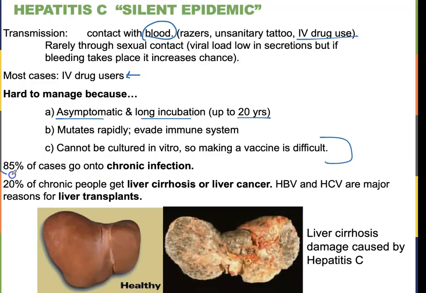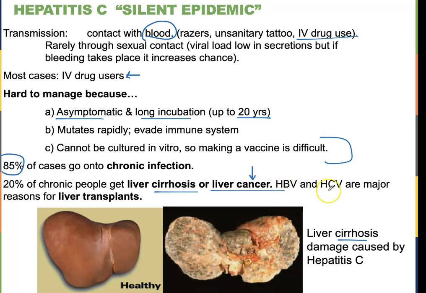So look at this, right? 85% go on to chronic infections of the liver. And then of those chronic infections, 20% will get liver cirrhosis or liver cancer. So cancer, we are familiar with the overgrowth of cells, right? Making tumors. But cirrhosis is this hardening and replacement of the liver cells with scar tissue. So a cirrhotic liver is basically replacing all those healthy cells with non-functional scar tissue, fibrotic tissue, and it's basically not functioning.